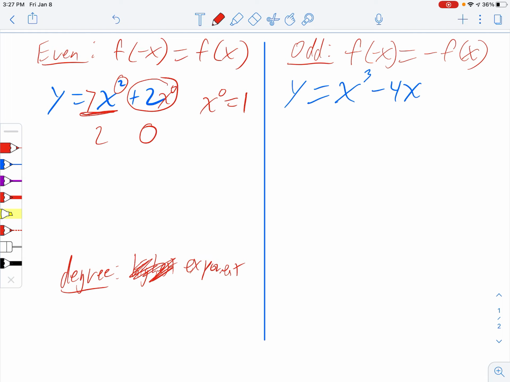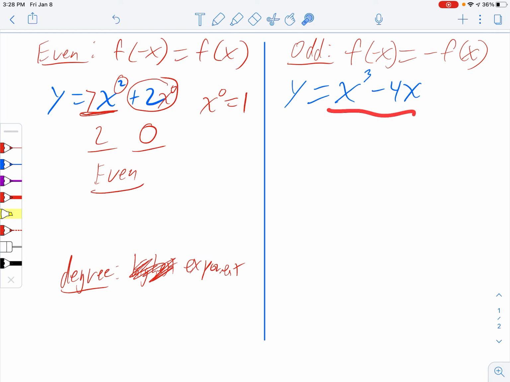So this first term has a degree of 2. This second term has a degree of 0. If every single term has an even degree, then it's even. And that is the case here. 2 is even, 0 is even, they're all even, so the entire polynomial is even.